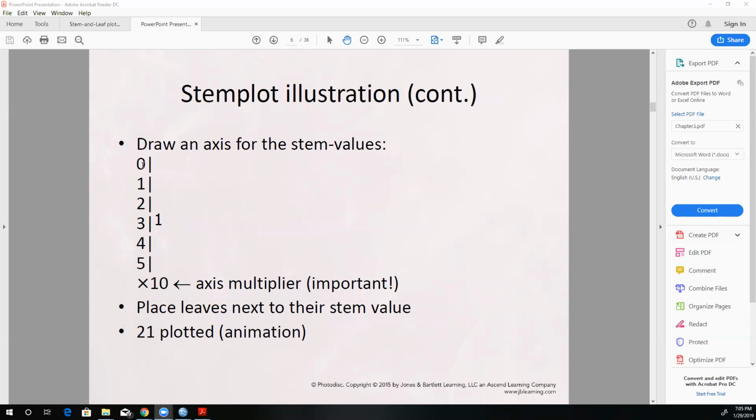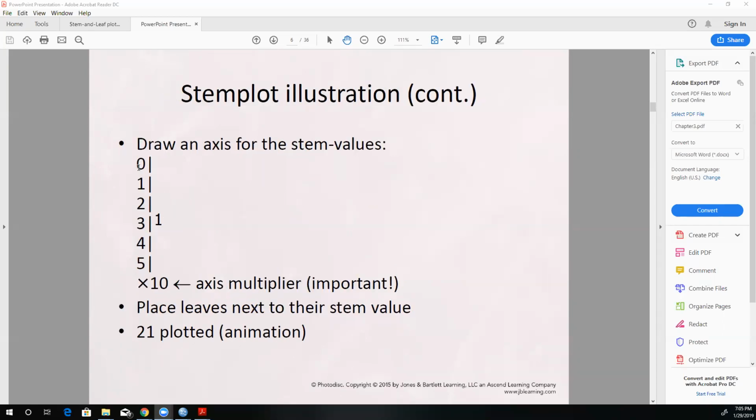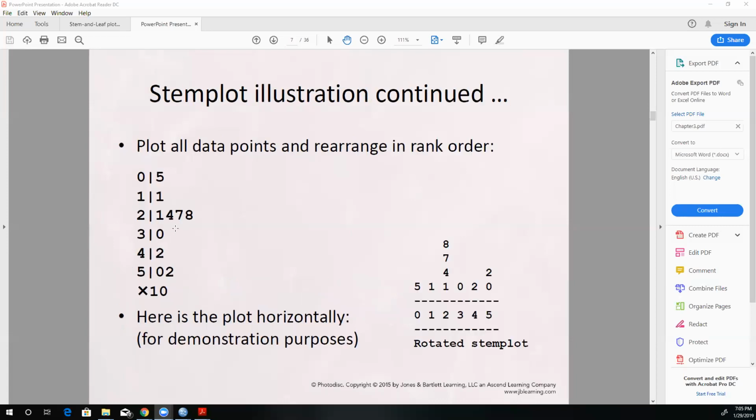And so what they show you, remember the values 0, 5, 11, 21, 24, 27, 28. Notice how he put those in order. And now you have 0, 1, 2, 3, 4, 5. Okay, and you can start plotting the leaf values.